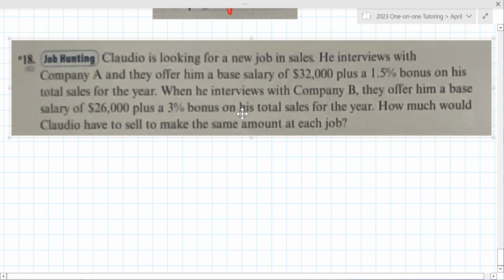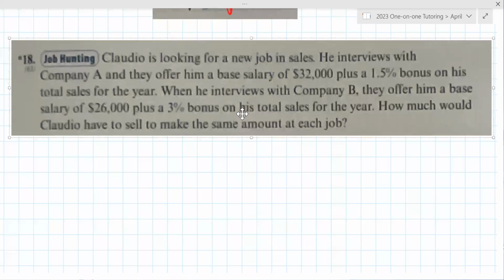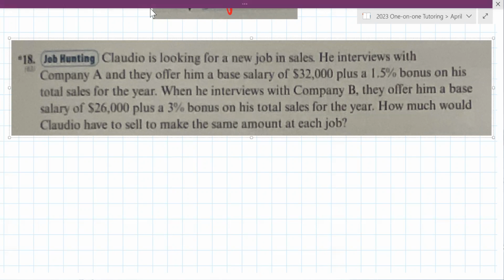All right, Claudio is looking for a new job in sales. He interviews with company A and they offer him a base salary of 32,000 plus a 1.5% bonus on his total sales for the year. When he interviews with company B, they offer him a base salary of 26,000 plus a 3% bonus on his total sales for the year. How much would Claudio have to sell to make the same amount at each job?